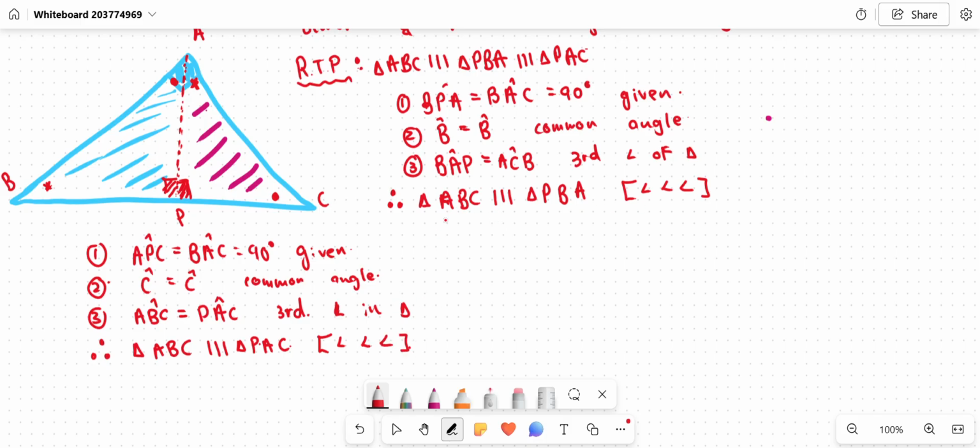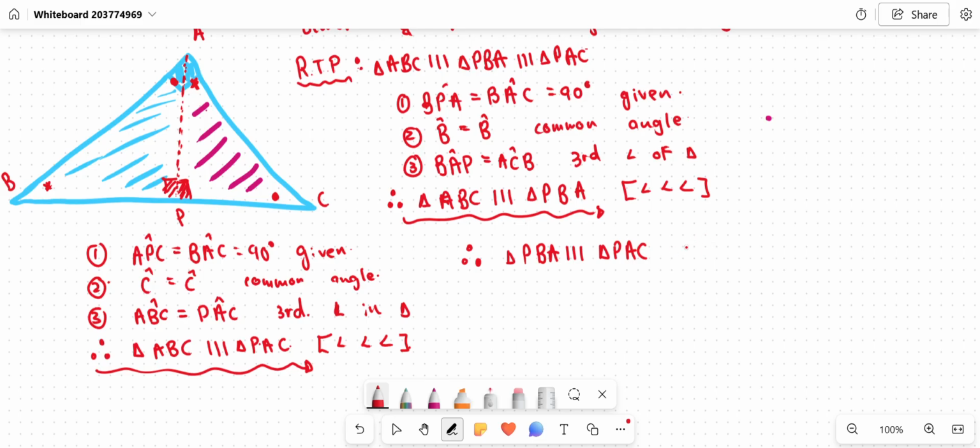So now that I've proven that these two triangles are in fact similar to the bigger triangle, it therefore follows that triangle PBA is similar to triangle PAC. And why am I saying those triangles are therefore similar?